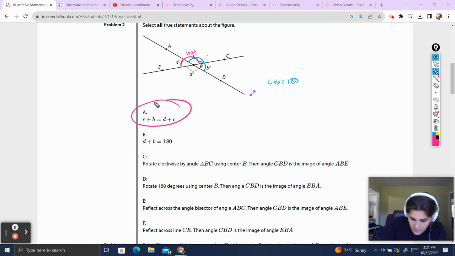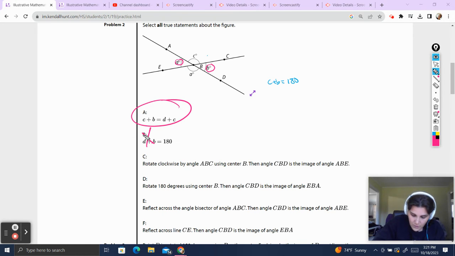Is D plus B equal to 180 degrees? So D, let's erase what we have on our diagram because that's going to confuse us. We have D plus B. We don't know anything about D. We don't know anything about B. They don't lie on the same line together and make a semicircle. So this is not a conclusion that we can make from this diagram.